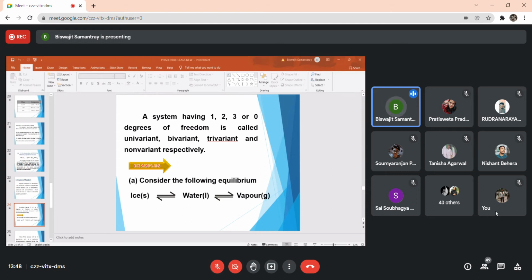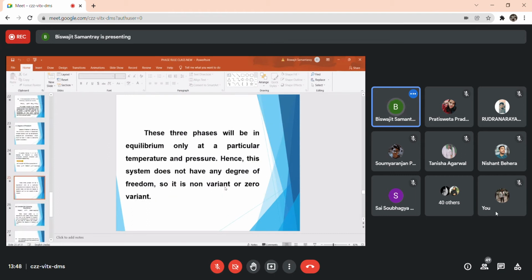So degree of freedom we can calculate by using this phase rule concept. Like so we can say that here degree of freedom 0 means the three phases will be in equilibrium only at a particular temperature and pressure. So the system does not have any degree of freedom, so it is non variant or zero variant.